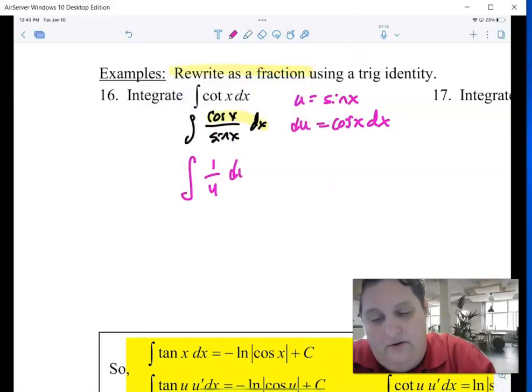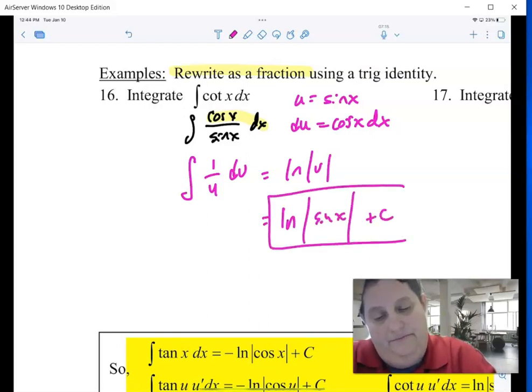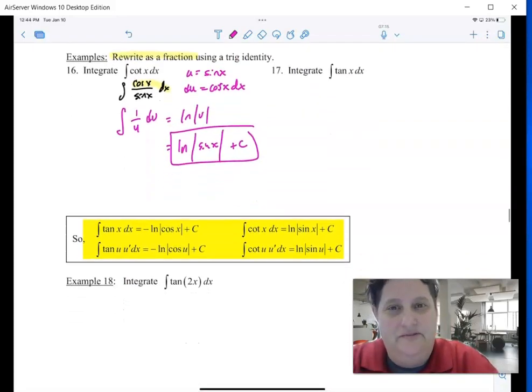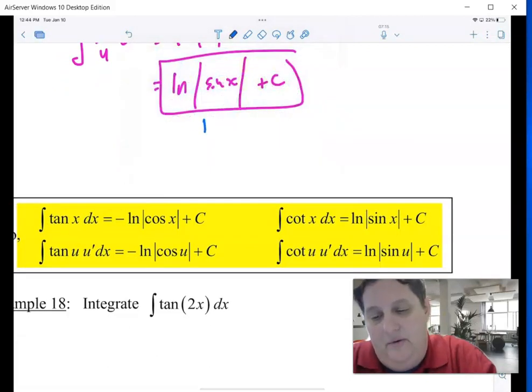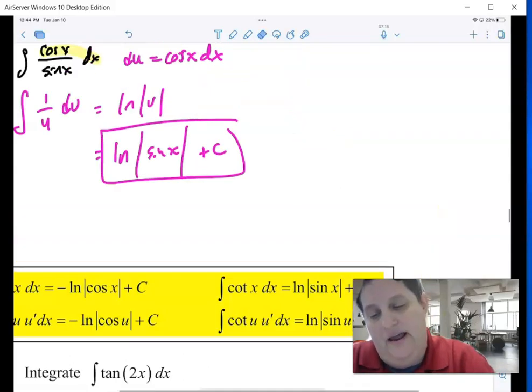But what's the integral of 1 over u? Well, it's ln of u. So this is the ln of sine x. That's ln of sine. Okay? And think about it, you guys. If you try to take the derivative of that and go backwards, ln of sine would be 1 over sine times derivative of sine, which is cosine, and that's just cotangent. All right?